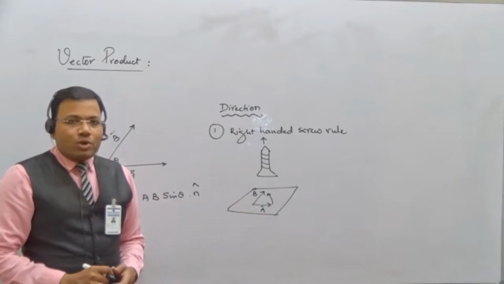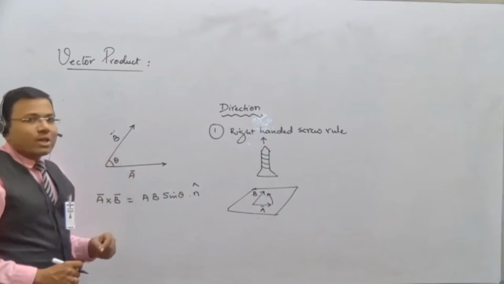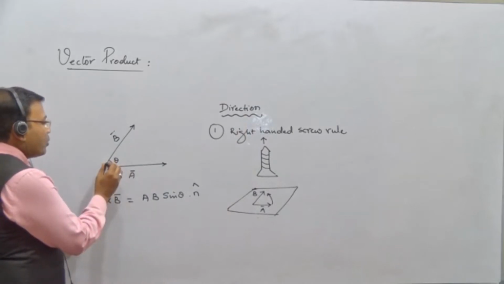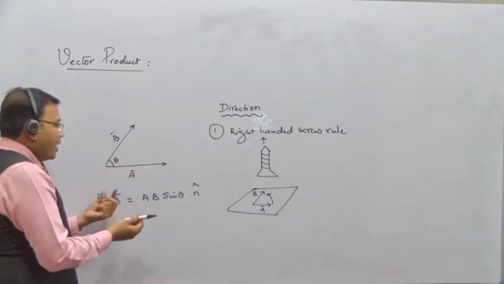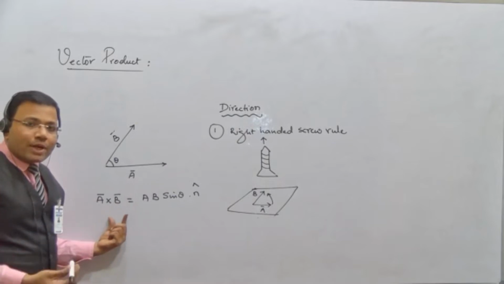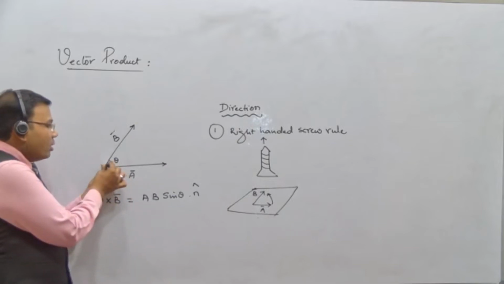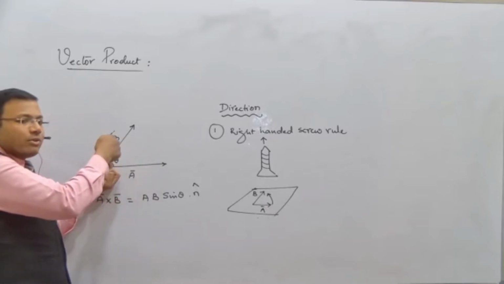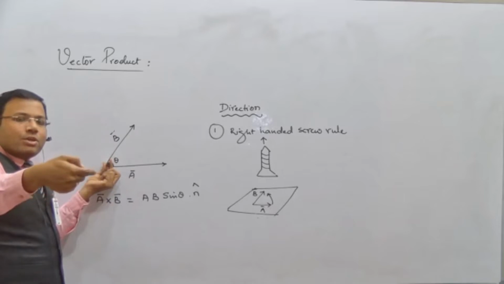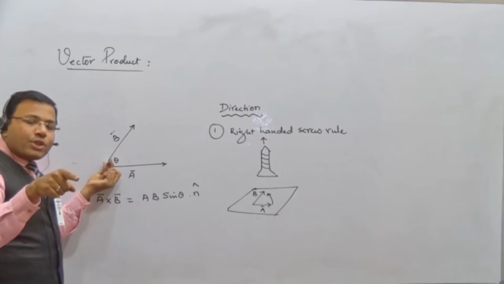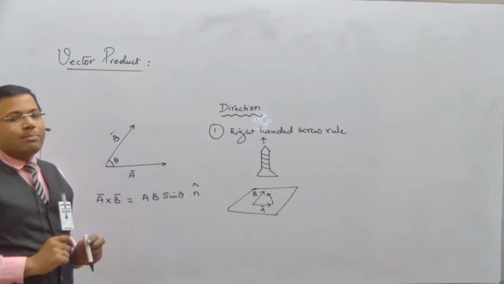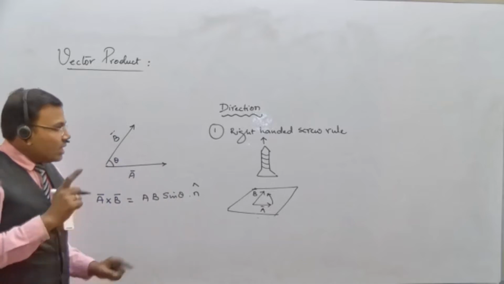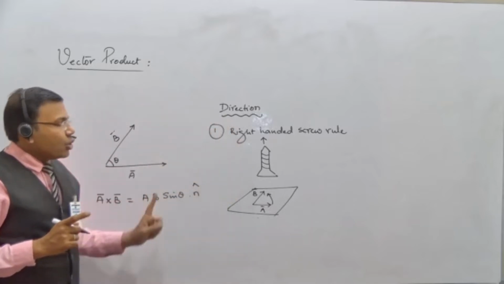Try to understand once more time. This is vector A and this is vector B. If I take a screw, just imagine this is the screw. So I have to put the screw like this, and what I am finding is A cross B. In order to find A cross B, I have to put the screw here and rotate in this way. Then the screw advances in this direction. So the direction of the tip of the screw gives you the direction of A cross B. So this is A cross B and this is the unit vector perpendicular. This is one method to calculate the direction of A cross B.